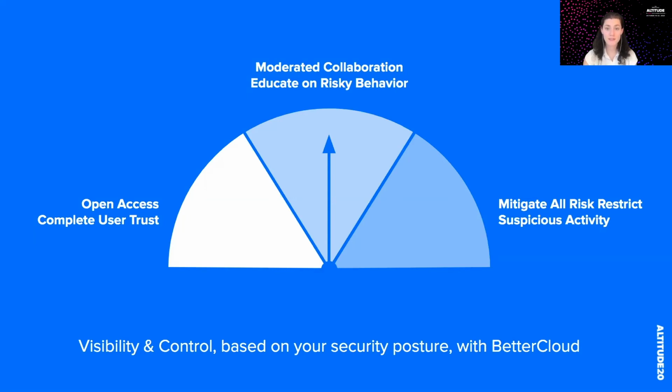On one end of the spectrum, you have companies that prioritize collaboration and would rather accept the risk of exposure than inhibit productivity because an employee can't access a folder for a project. These companies favor open access and have complete trust that their users will behave responsibly. On the other end of the spectrum are companies that prefer to mitigate all risk and restrict suspicious activity by taking action on behalf of the user immediately and without warning or input.